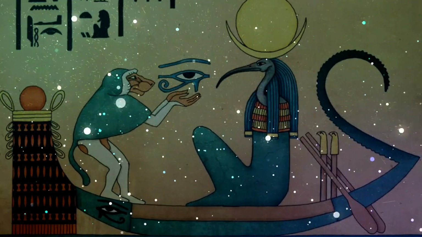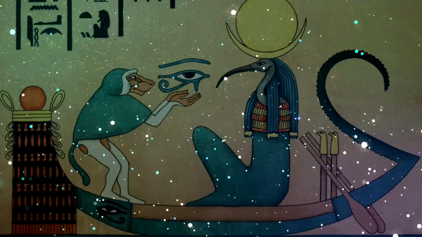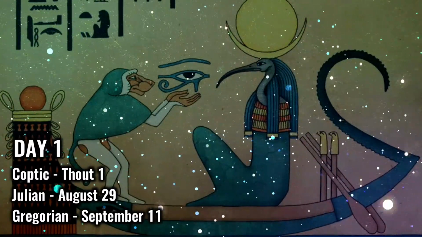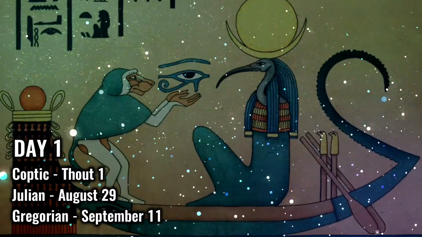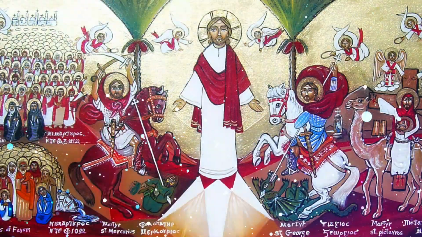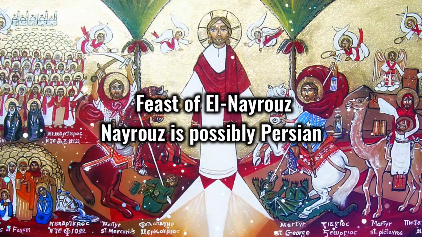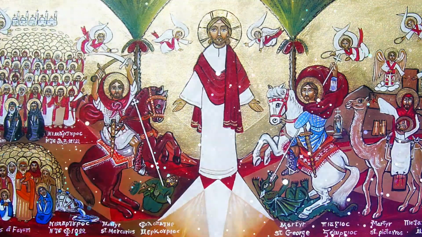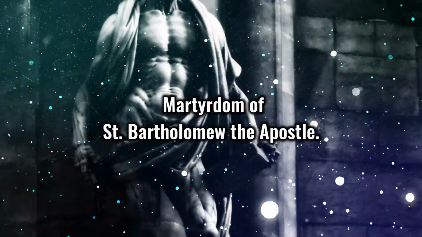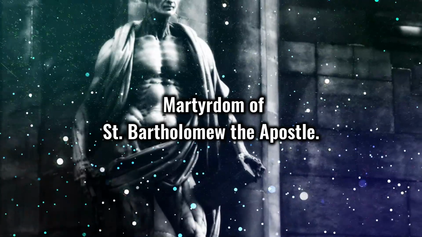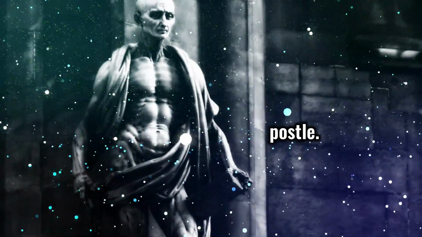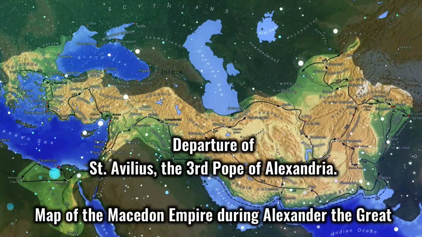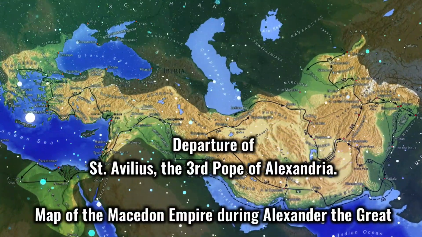The month of Thoth. Day 1, September 11. Beginning of the blessed Coptic New Year, Feast of El Newrouz. Martyrdom of Saint Bartholomew the Apostle. Departure of Saint Avilius, the 3rd Pope of Alexandria.